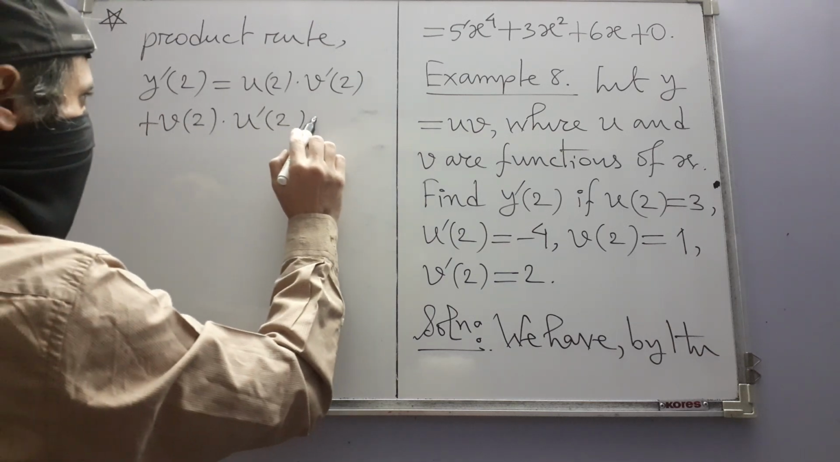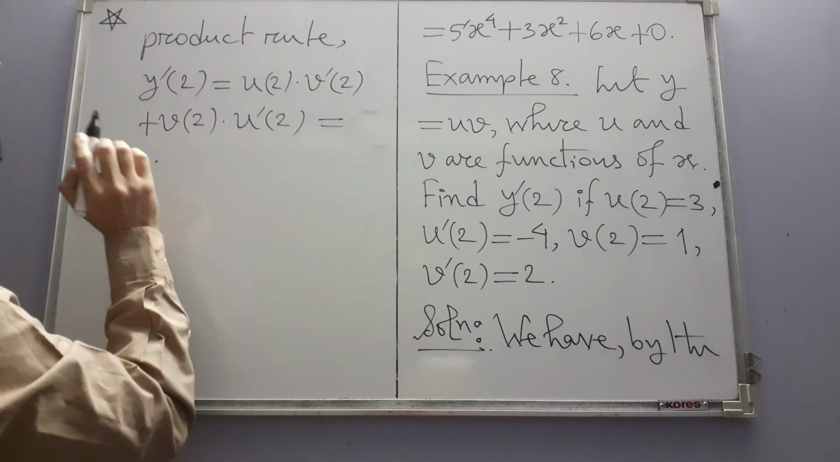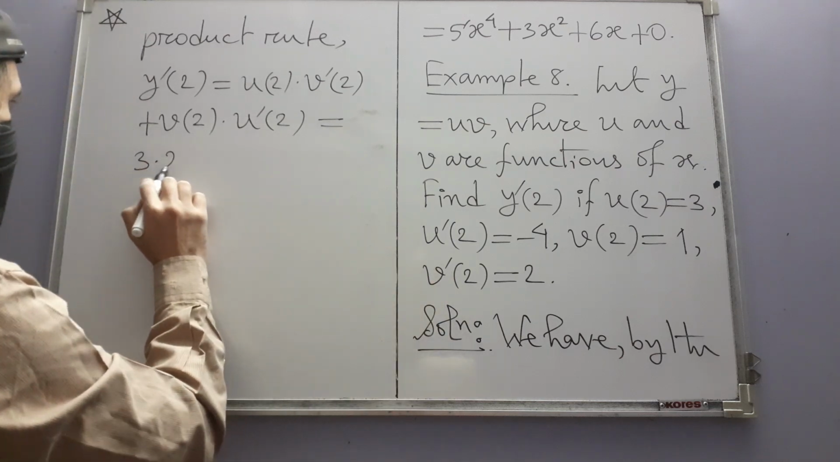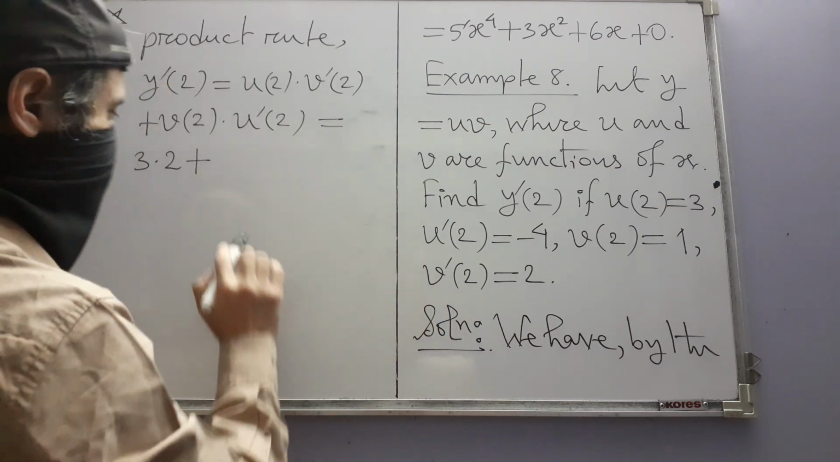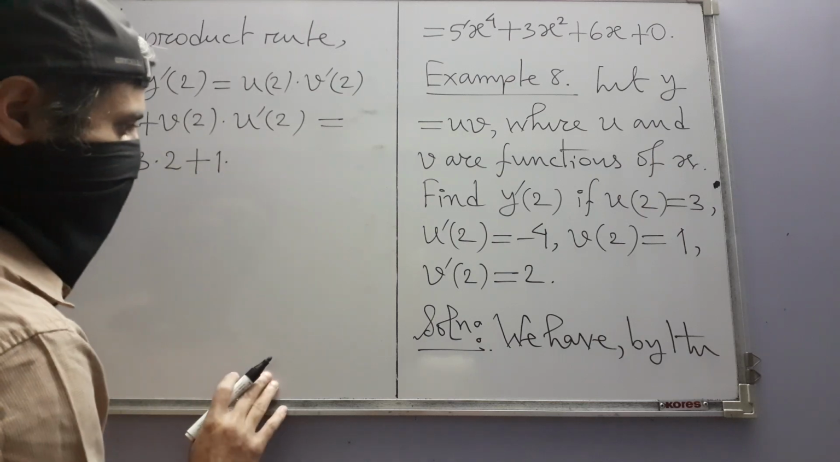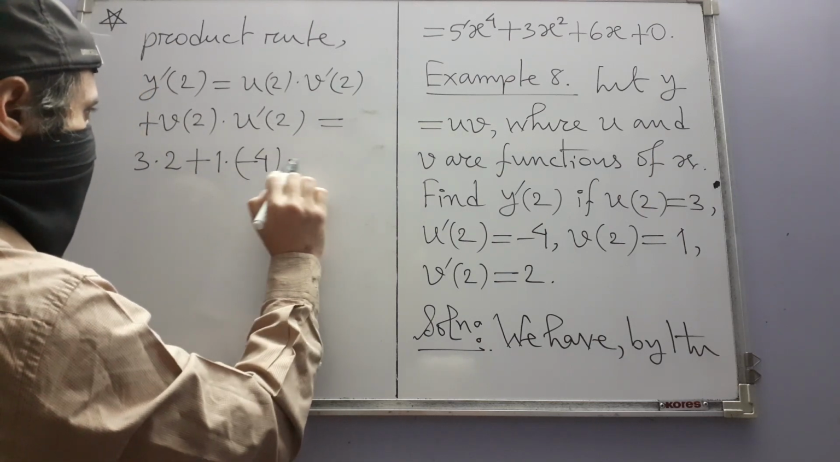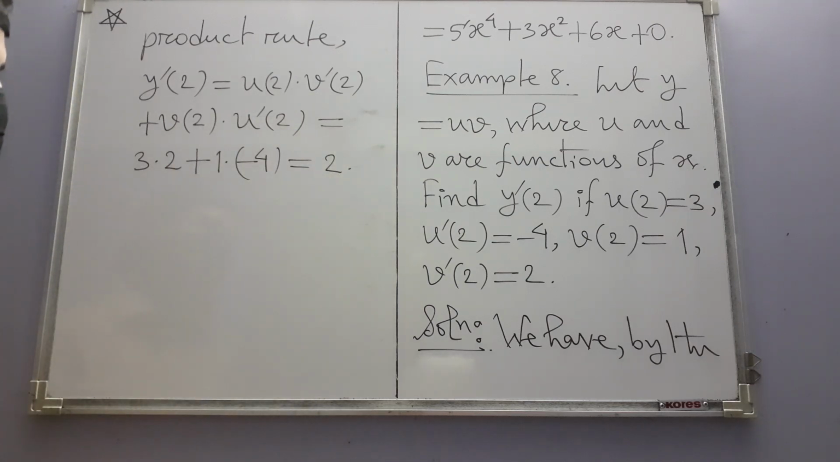Okay. So u of 2 is what? 3 times v prime of 2 is 2 plus what is v of 2? 1 times u prime of 2 is minus 4. So 6 minus 4, this is equal to 2.